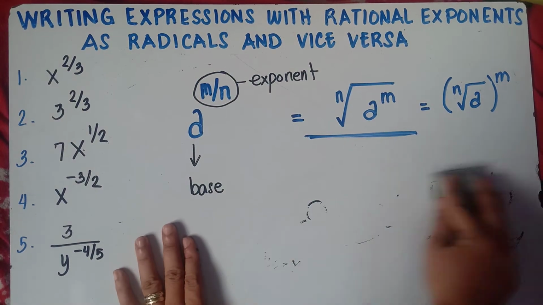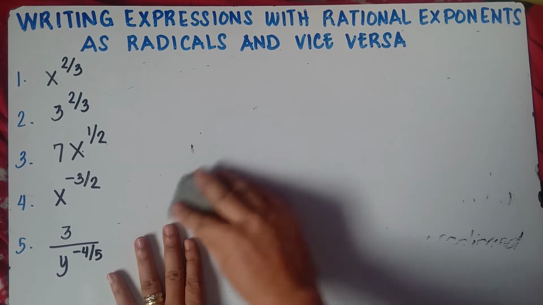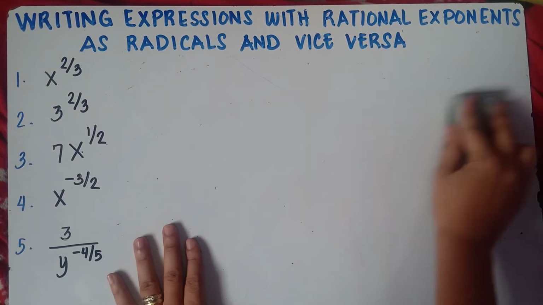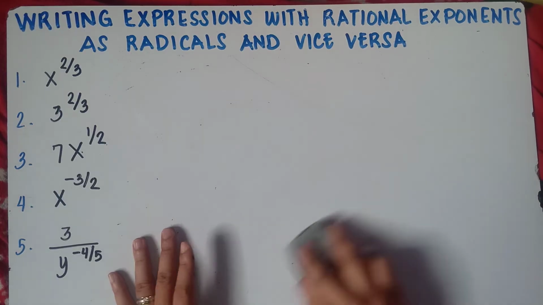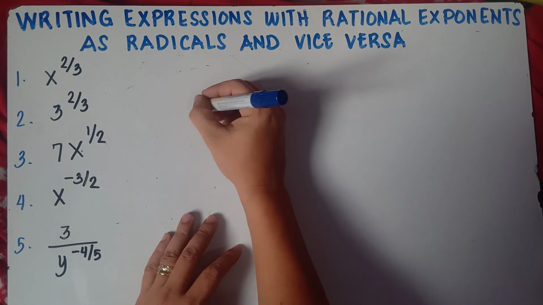Alright, so let's answer 1 to 5, especially numbers 4 and 5, requested from our subscribers and our followers. What if you have a negative exponent? How do we convert that into radical form? Alright, let's try number 1.